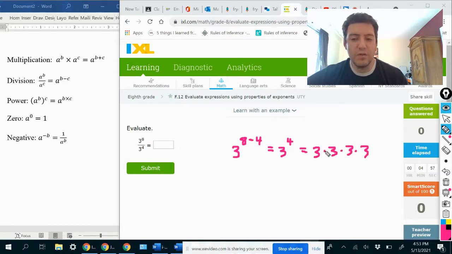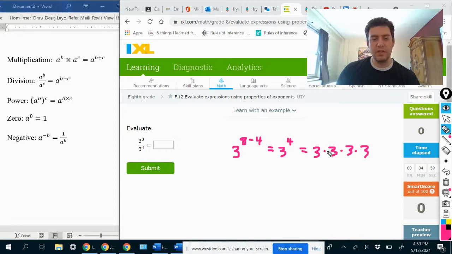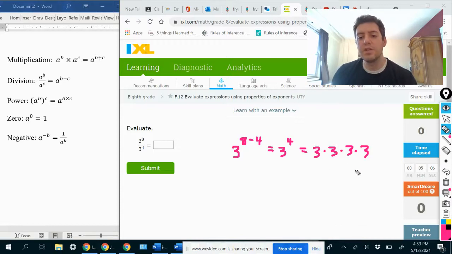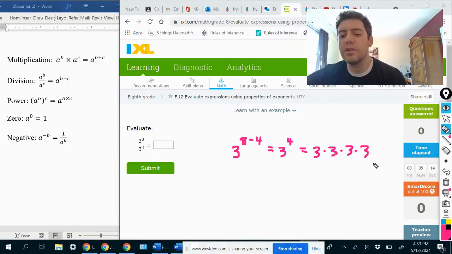I'm using the dot over here to mean multiplication. Sometimes people use an X for multiplication, like I wrote over here. Sometimes people use a dot for multiplication. So I'm just using a dot here. So this is going to give me 81, because I know 3 times 3 is 9. 3 times 3 is 9 again, so I have 9 times 9, so that's 81.